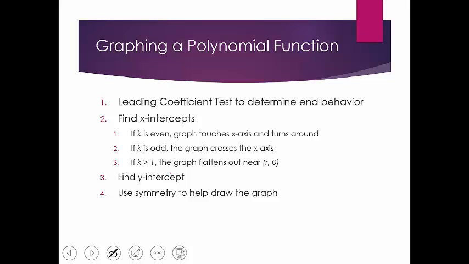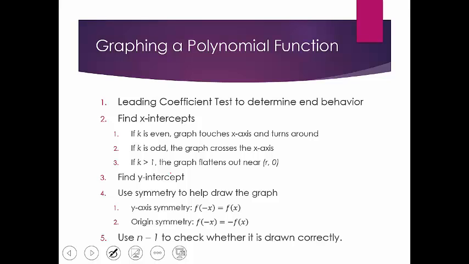Use symmetry to help draw the graph. Y-axis symmetry: f of negative x equals f of x. Origin symmetry: f of negative x equals negative f of x. Then use n minus 1 to check whether it is drawn correctly.